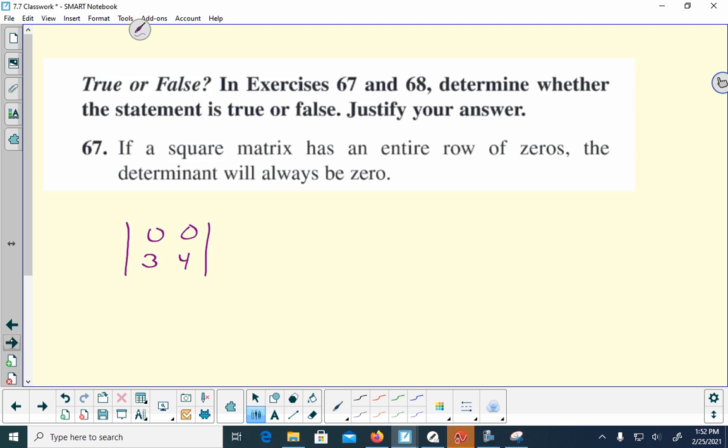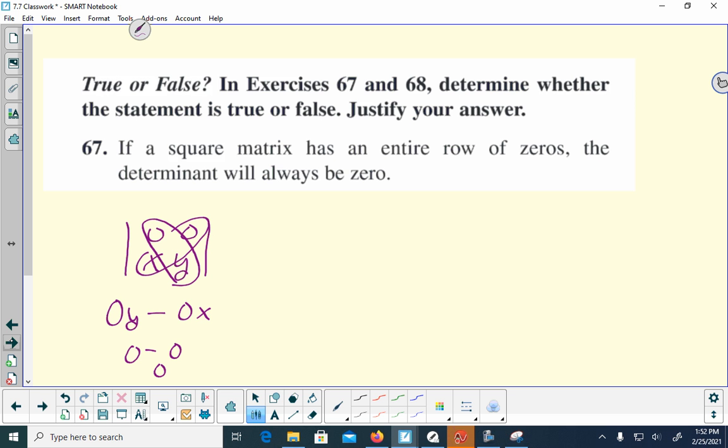Well, you know, since I'm proving it, let's just put in variables instead of 3 and 4. So that way I'm showing it's true for any number. So let's say I have x and y. So if I do this and I'm trying to find the determinant, I would do 0y minus 0x, which would be 0 minus 0. So that's going to be 0.